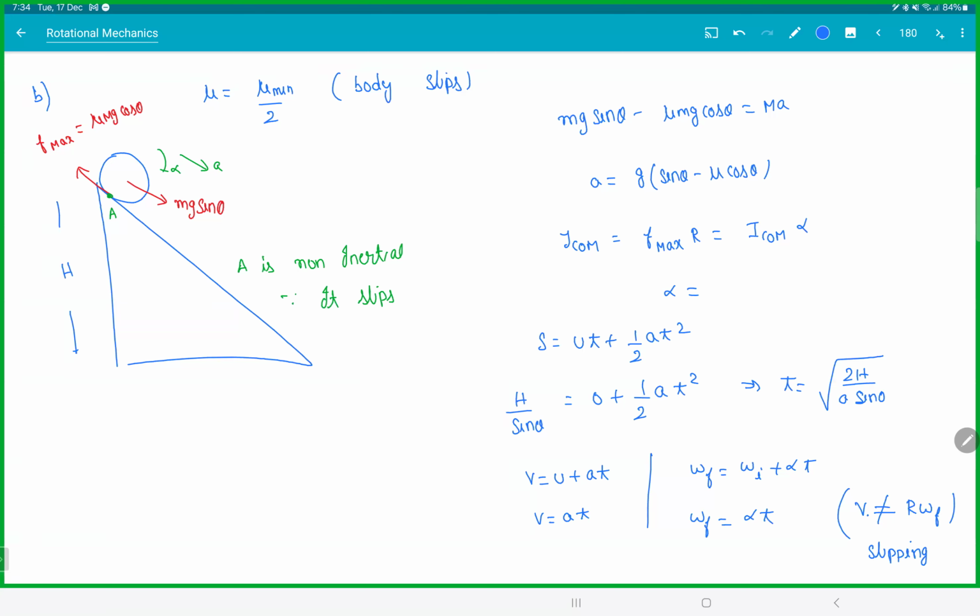Have a look at this page. Clear? Now the next part.